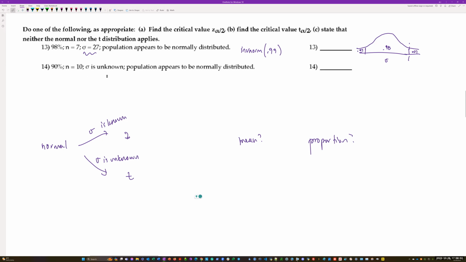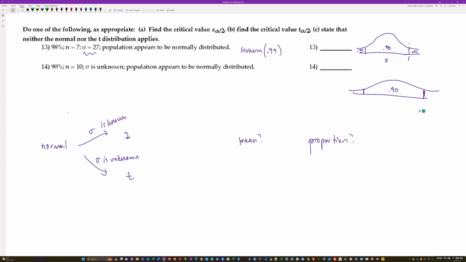All right, well, this one they told us sigma's unknown, right? So that means this is when we really use T. So really, we draw the same type of picture, just representing something that looks sort of like a normal distribution, because T looks like a normal distribution anyway. Now it says 90%. All right, well, then this is 90%. Is that correct?